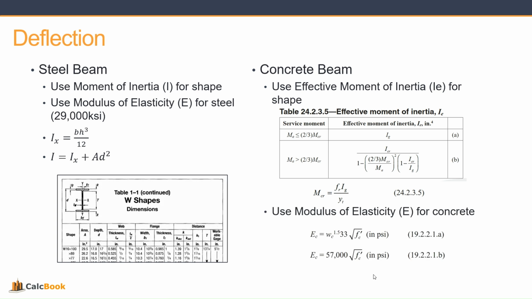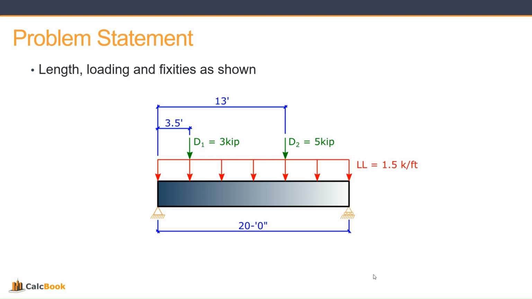And then for the modulus of elasticity for concrete, it's a pretty straightforward calculation, using the unit weight of concrete, which for normal weight concrete calculates out to something that most of you have seen, which is 57,000 times the square root of f'c. So that's a quick overview of steel and concrete beams for deflection. Let's go ahead and look at our problem statement.